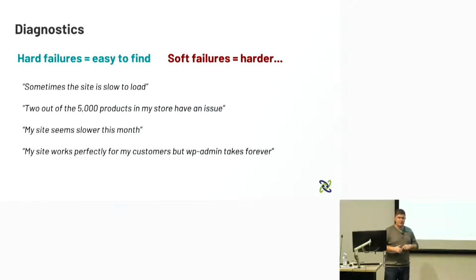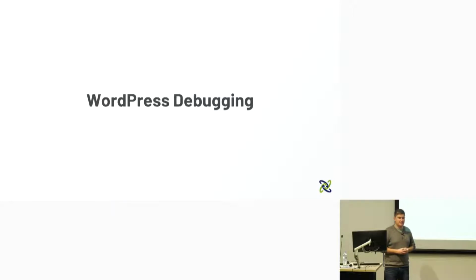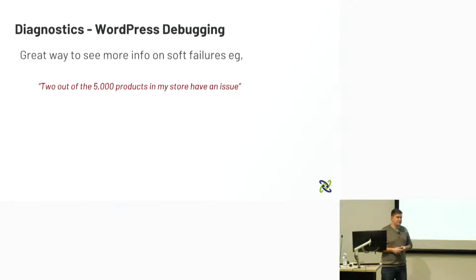So the next point of call, WordPress has a debugging option built in. Obviously highly recommended while you're in the development phase to see more of what's going on with your system. But it's a good way to see some of those soft failures as well. So like the 2 products out of my 5,000 are having an issue.